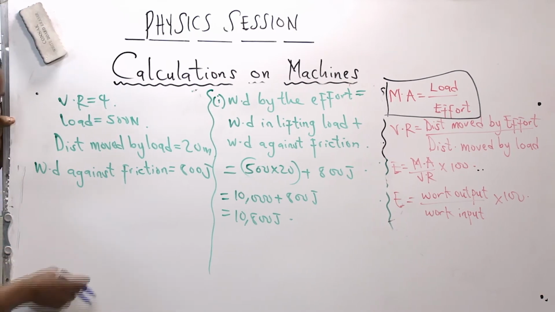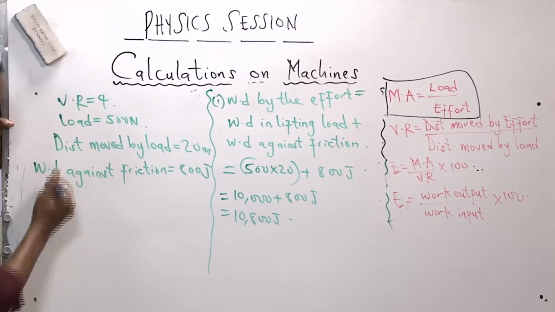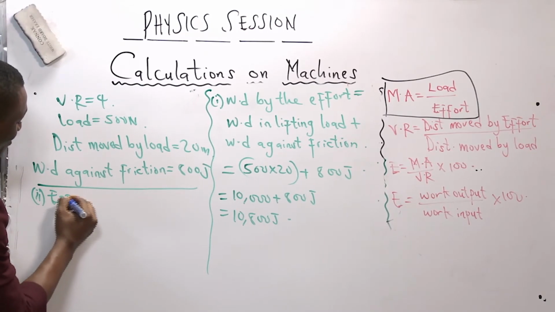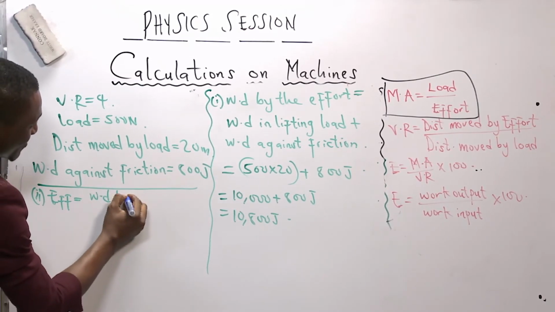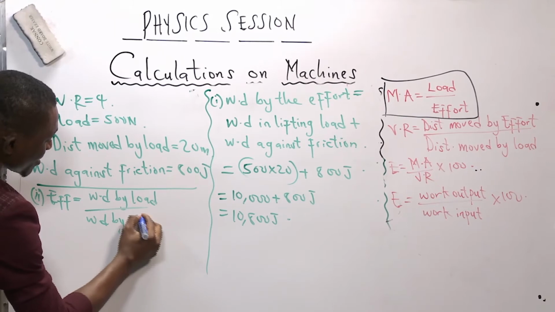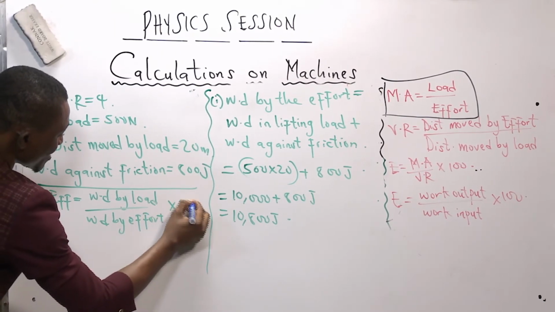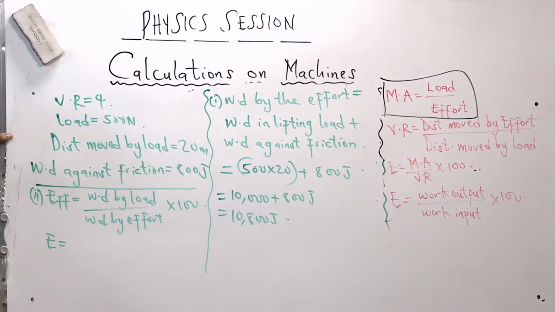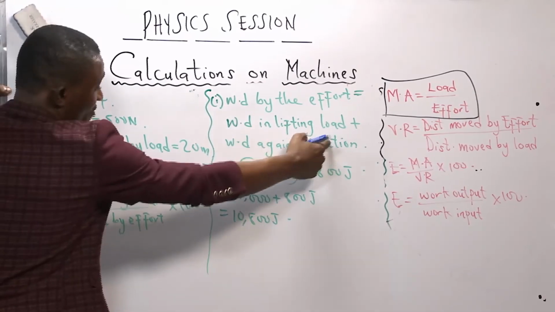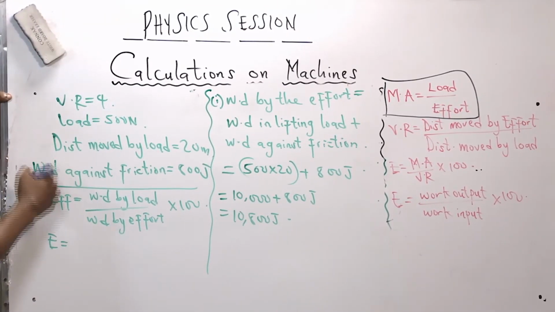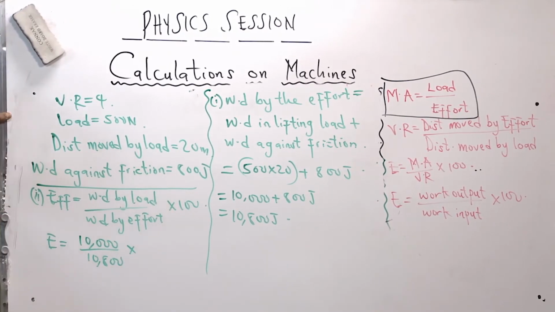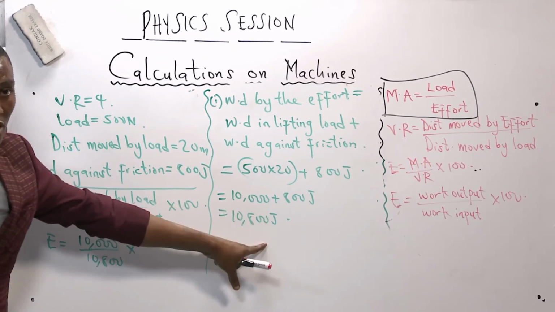the efficiency of the machine. So how do we calculate that? The efficiency of the machine is equal to the work done by load over work done by effort times 100, right? So the efficiency, E, will be equal to the work done by load, which is 10,000, because the work done lifting the load is the product of the load times the distance moved by the load. So that will be 10,000 divided by 10,800, because the work done by the effort is what we calculated in the first question.